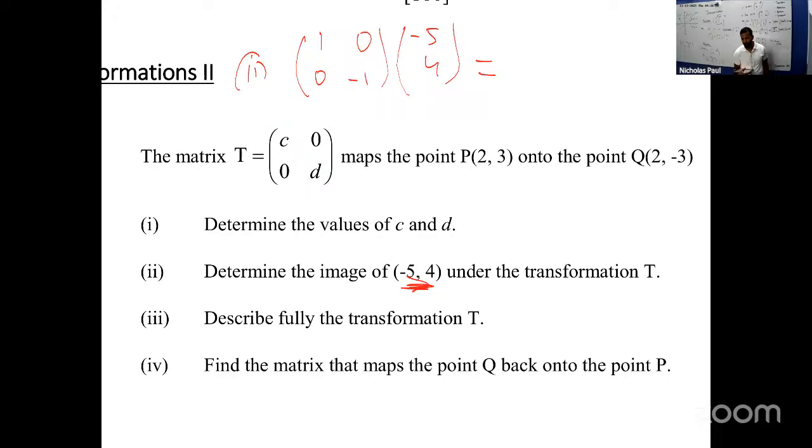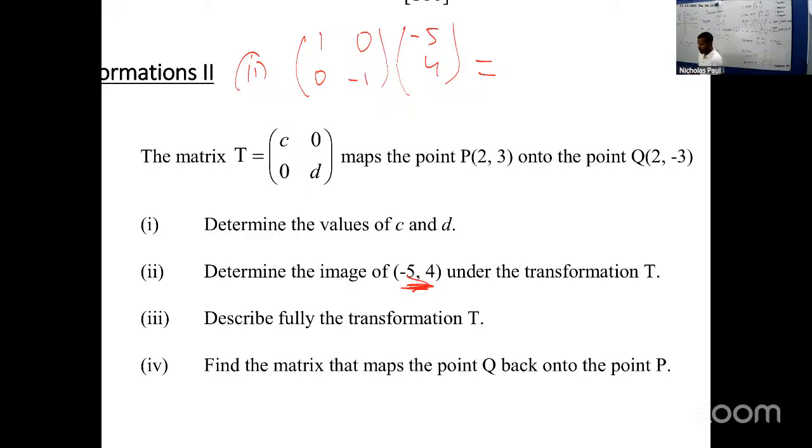What's the answer? Come on, I want to hear it loud. (-5, -4). Let's watch back the multiplication.